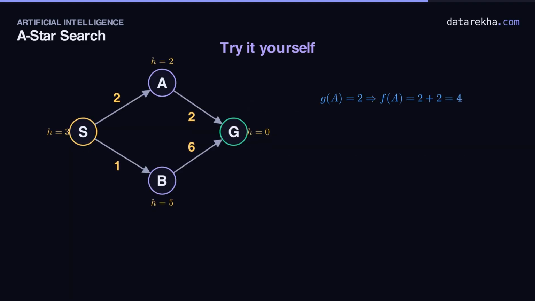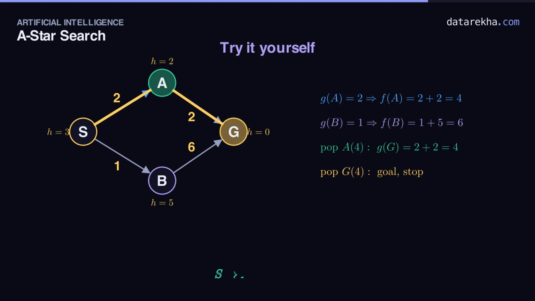Here's the walk. Expand S. A gets g 2, so f of A is 2 plus 2, 4. B gets g 1, so f of B is 1 plus 5, 6. A's f is smaller, even though B was the cheaper first step, so A is popped next. Pop A, and it reaches the goal at cost 4. G is now the smallest in the queue, so pop it and stop. The answer is S, A, G, cost 4. If you got f of A is 4, f of B is 6, and that path, you have genuinely got A star.